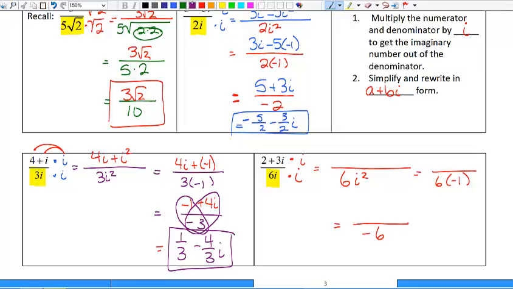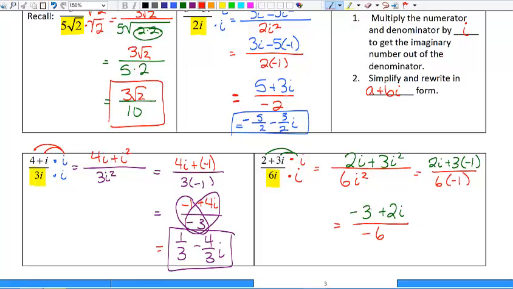Now I have to go back and be fair, whatever I do to the denominator, I have to do to the numerator, which gets me 2i plus 3i squared. We know that any i squared is -1. 3 times -1 is -3. I'm going to put that one in the front. The reason I want to put it in the front is because that's a real number, whereas 2i is an imaginary number.